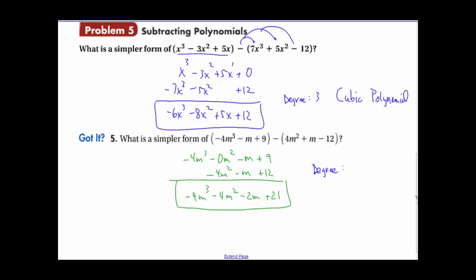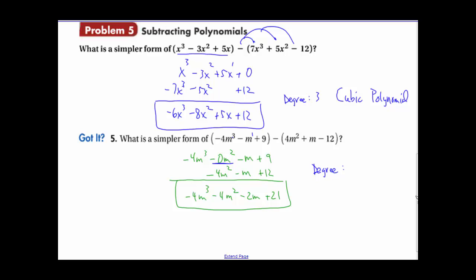All right, welcome back. By putting it in standard form, we should have gotten negative 4m cubed minus 4m squared minus 2m plus 21. Big key right here. Notice this goes from third degree to a 1 degree in the first polynomial. So I had to put a placeholder here at 0m squared. Doesn't mean we have any m squared. It just helps us line up our like terms.